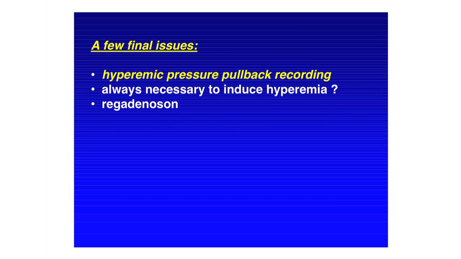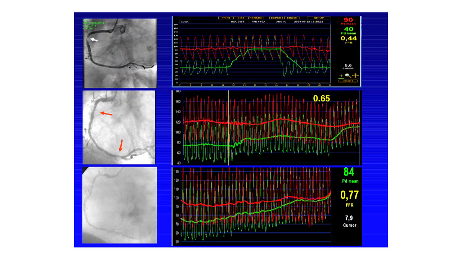A few final issues. The first of them is the hyperemic pressure pullback recording. In this slide, you see on the left-hand side 3 anatomical situations: one very tight lesion, one diffusely diseased vessel with a couple of superimposed lesions, and on the lower part, very diffuse disease.